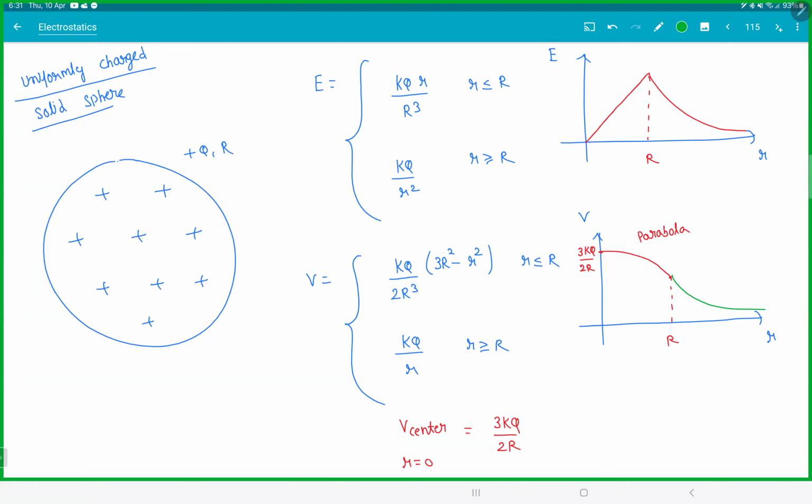Copied? Clear? Everyone copied? Let's see a question. Let's get used to these formulas.